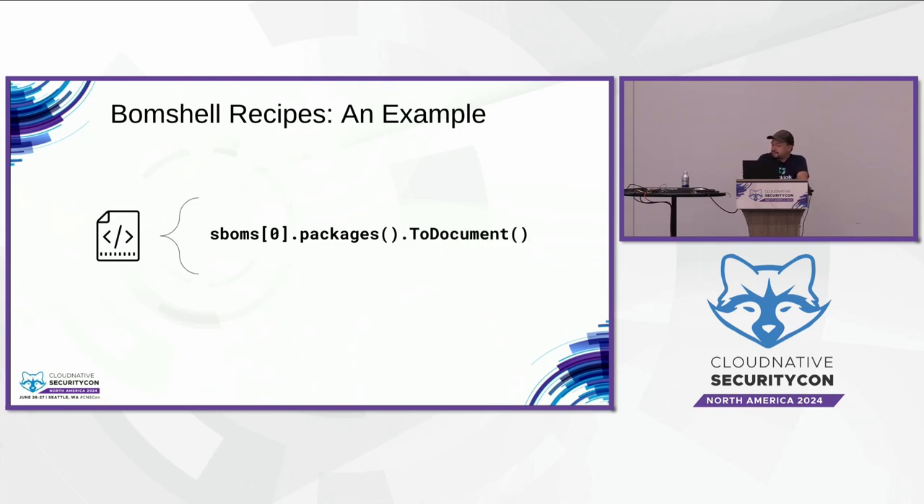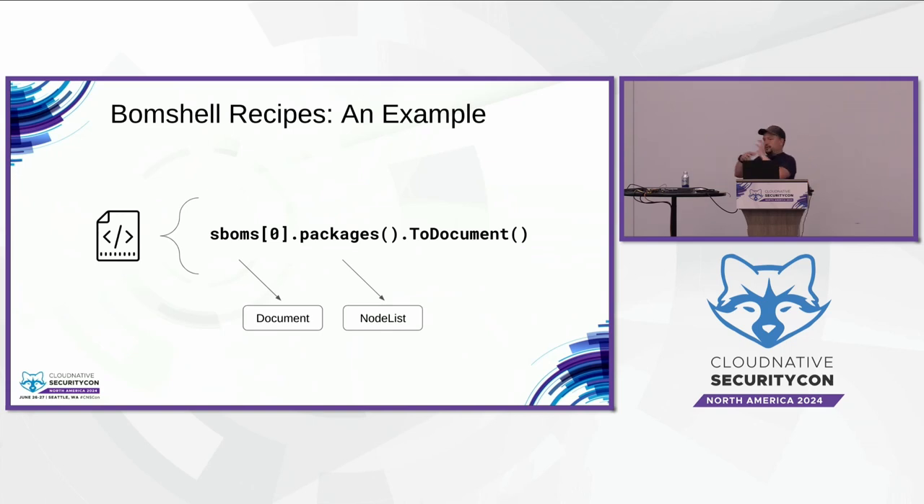And finally, you can do transformations to the result of packages, like for example, convert it to a document. Something important to note is the final evaluation of the recipe. Each of those parts before the period will give you a different evaluation. The first one, if you only say SBOM 0, it'll give you back a document. So the recipe will evaluate to a document. Then when you attach packages, that gives you a node list as a result.